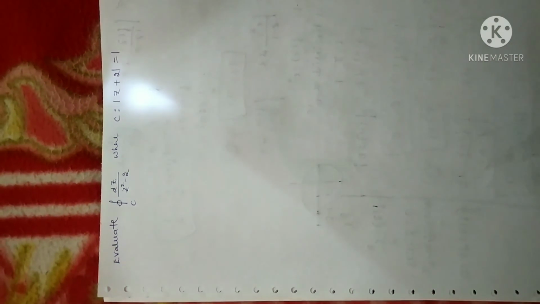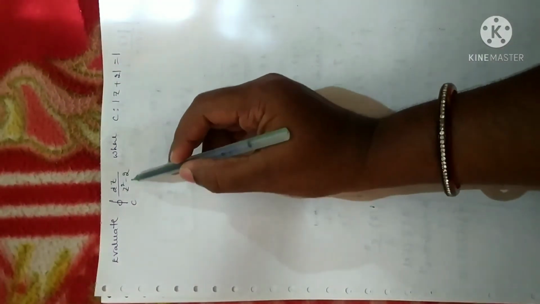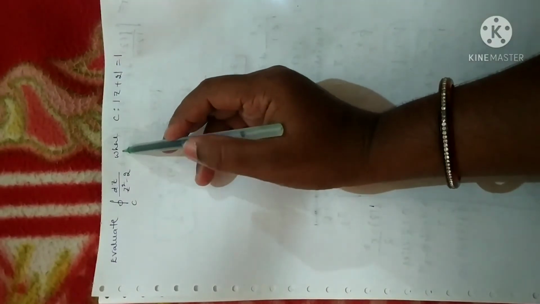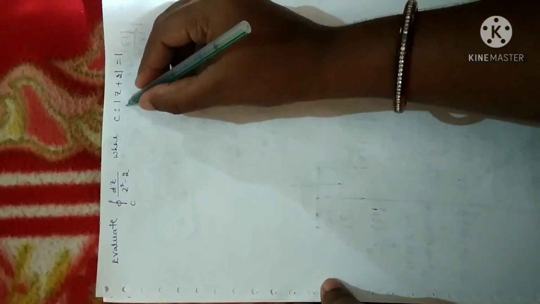So here is the problem. Closed integral over C of dz divided by z square minus 2, where the circle equation is given by |z + 2| = 1. Before that, what is the standard form of a circle? That is |z - a| = r, where a is the center and r is the radius.